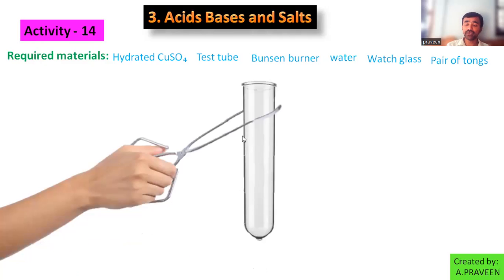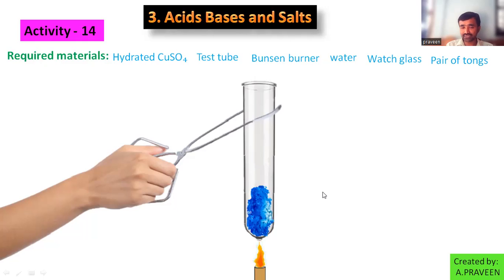So I am taking the pair of tongs holding the test tube. Like this you have to take it, right? So this is the pair of tongs, holding the boiling tube with your hand as I show on the screen. Then use a certain amount of hydrated copper sulfate crystals and drop them into the boiling tube. So I added the hydrated copper sulfate, blue colored solid crystals, into the boiling tube. Then slowly heat the salt. Use a Bunsen burner to heat it.